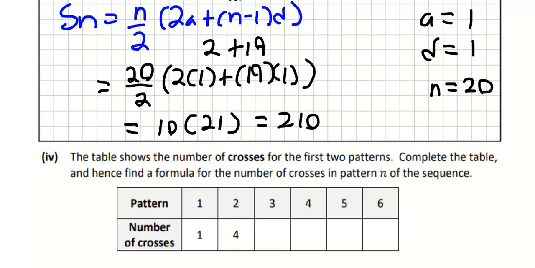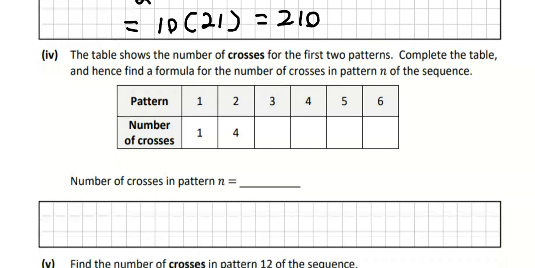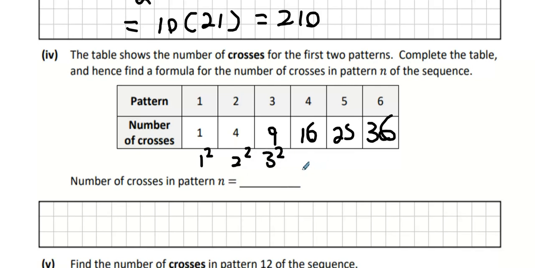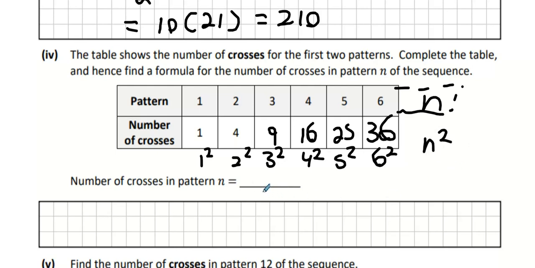Ready? Now here's the number of crosses. So what do you reckon? 9. Next one. Would everybody agree? 1 squared, 2 squared, 3 squared, 4 squared, 5 squared, 6 squared, and therefore Tn would be n squared. Is that okay with you guys?